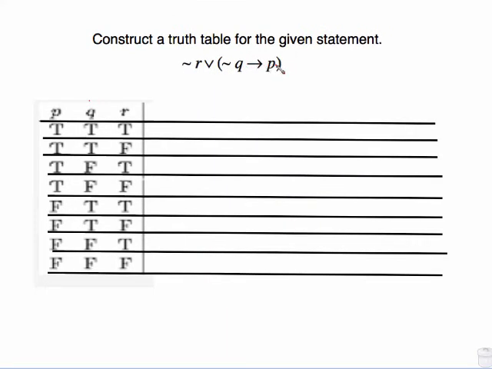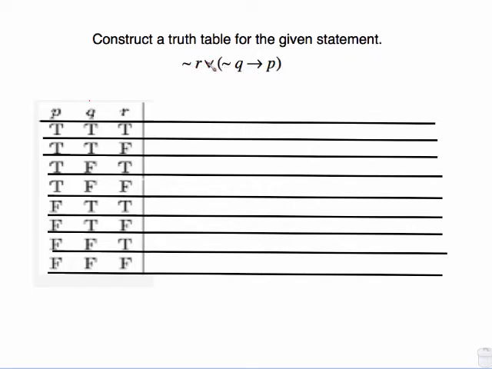The statement here is made up of 3 simple statements, and that is why we need 8 rows. We've got 3 different letters, which gives us 8 rows. The P alternates with 4 T's followed by 4 F's. Q goes 2 T's, 2 F's, 2 T's, 2 F's, and R alternates TF, TF, etc. Now we've got to build into this bigger statement here.